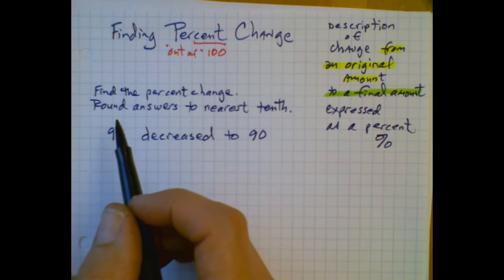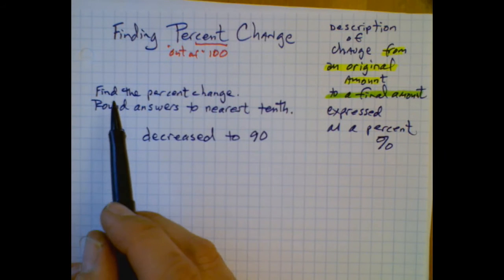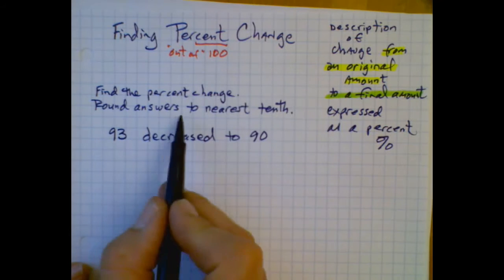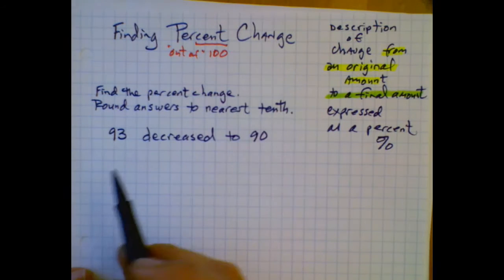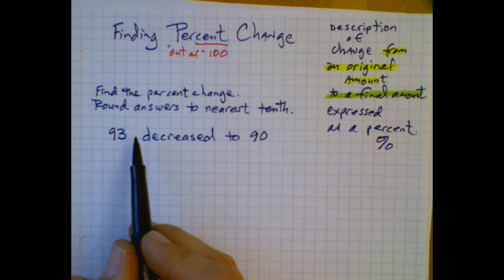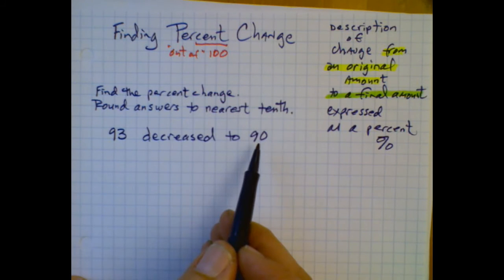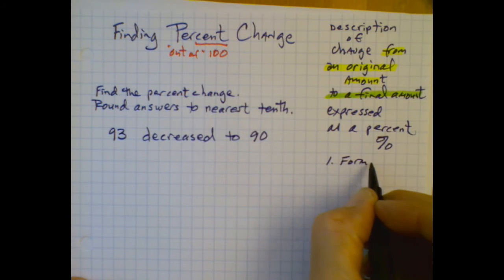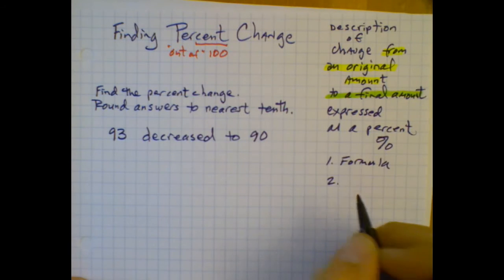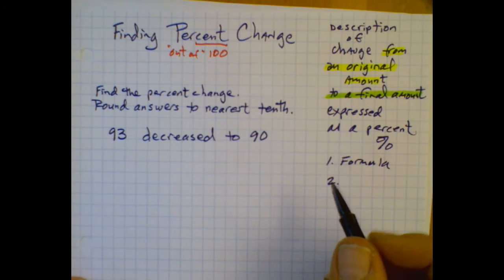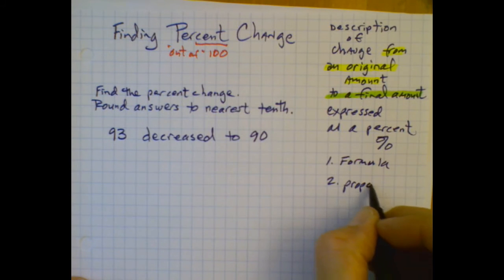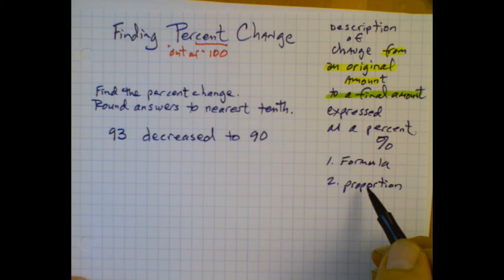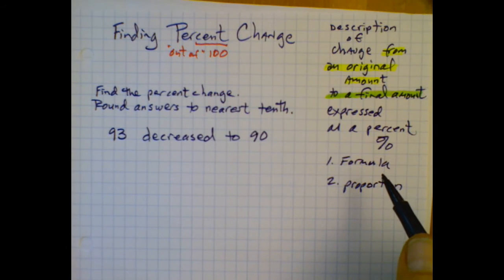So here's a fairly common instruction. Find the percent change in each situation. Round answers to the nearest tenth. So here's my situation. I'm going to find the percent change of 93 decreased to 90. And we're going to show this two different ways. I'm going to call the first way sort of just the formula way. The second way, we're going to use a proportion to get the answer. That's a little different visual approach, and each one of these has advantages and disadvantages. And we'll start with the formula.